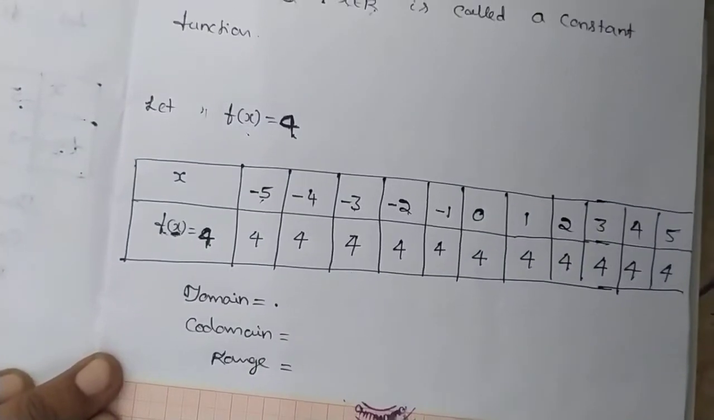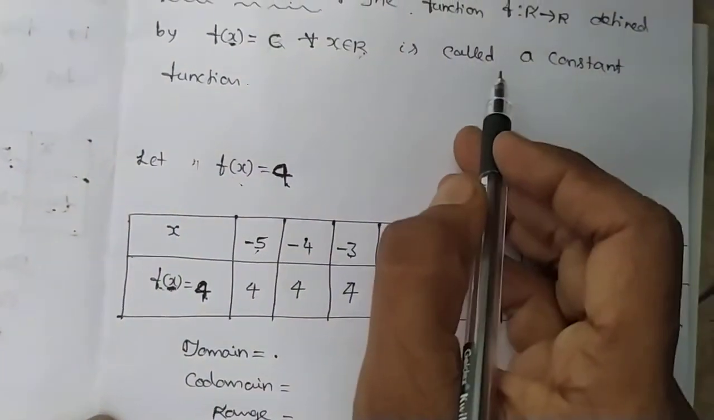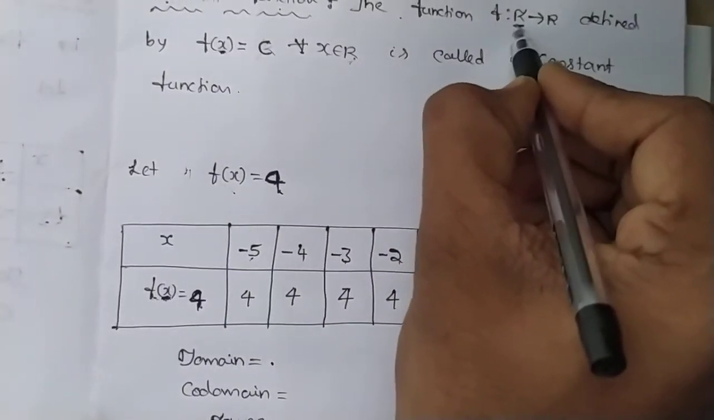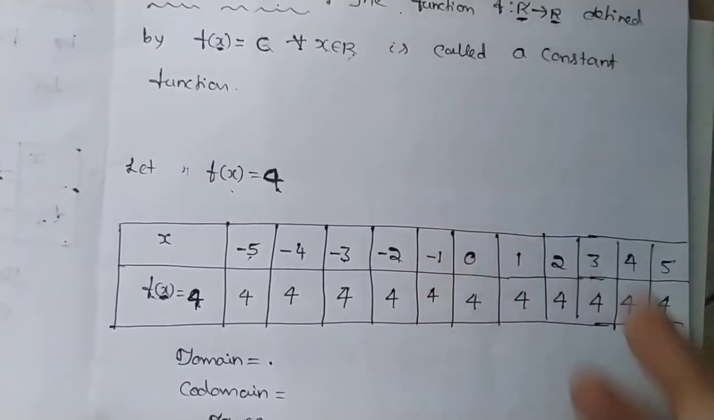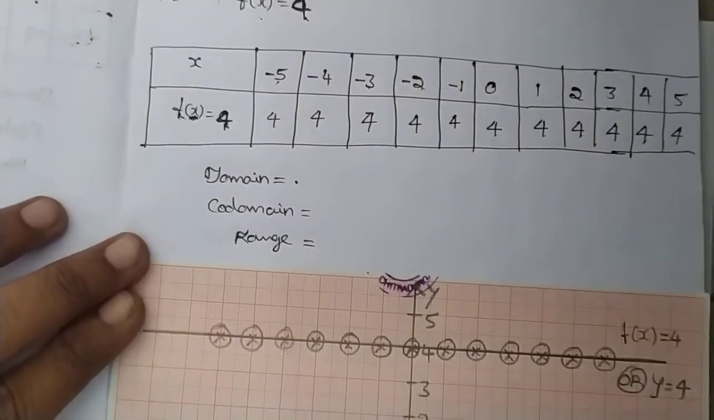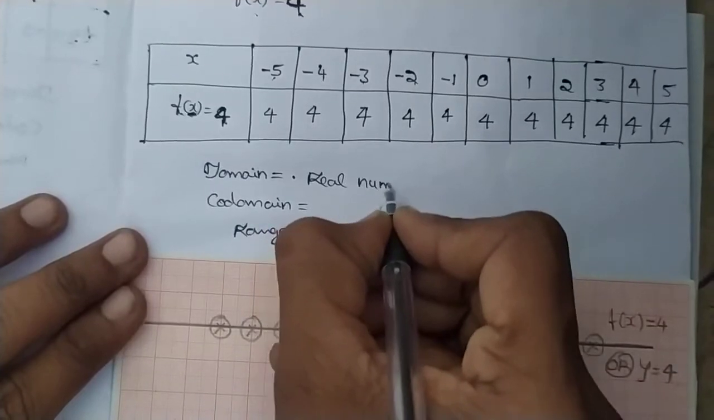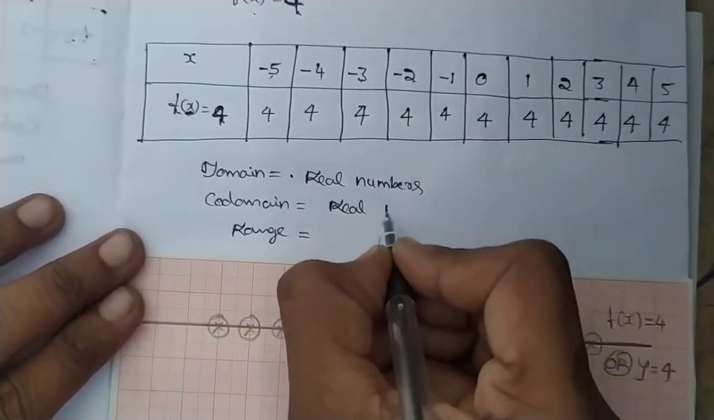In the definition itself, we have the domain and the codomain. Just observe the definition. The function f from R to R: it is a real number, it is also a real number. It is the domain and it is the codomain, right? Domain is the real numbers, codomain is also the real numbers.